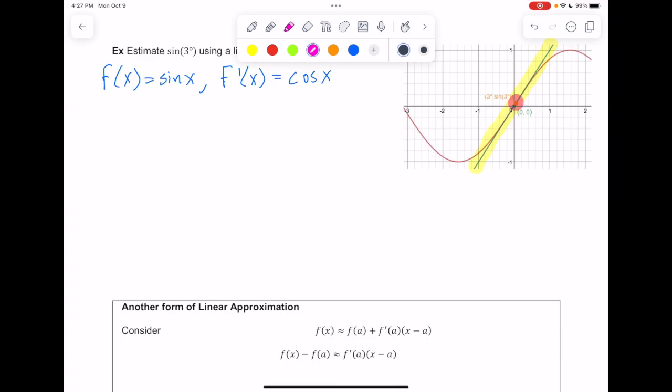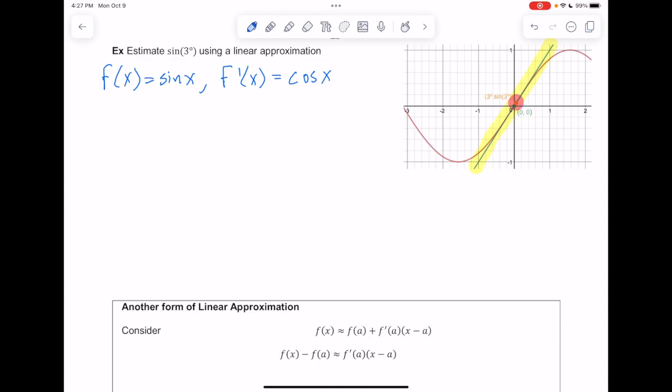That's probably 3 degrees converted to radian measure. And if you look at the graph of the sine function, which is wavy, and the tangent line, which is straight, they seem to be very close together in that neighborhood. So if we plug into the tangent line, we should get a pretty good answer for our approximation of sine of 3 degrees. But we need a couple things first.